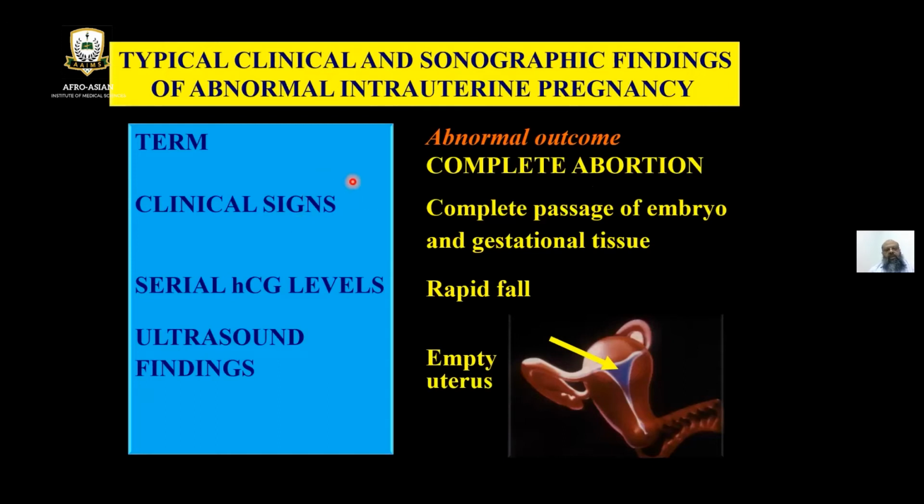Whenever there is a complete abortion, it is abnormal outcome. Clinical sign will be complete passage of embryo and gestational tissues. The serial beta HCG levels will fall rapidly, and on ultrasound, it will be empty uterus.